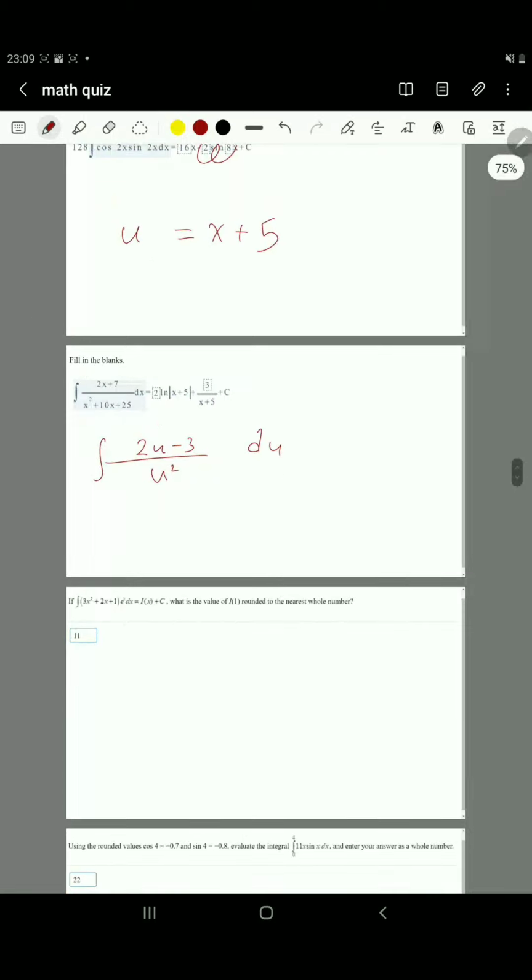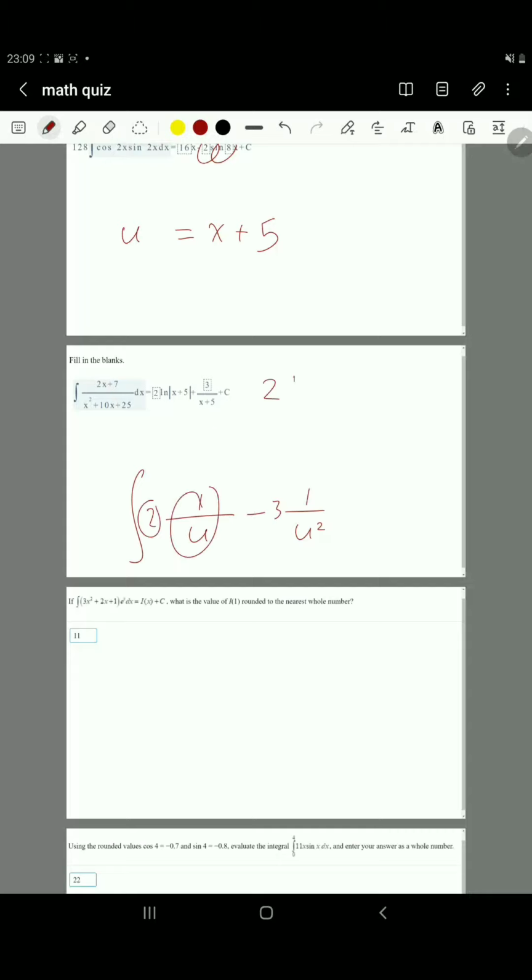Now we can split this. We get 2u over u squared minus 3 over u squared, and we're trying to integrate this. U cancel. 2 is a constant, you pull it out. 3 is a constant, you pull it out. And you just do that. So 2 is a 2.